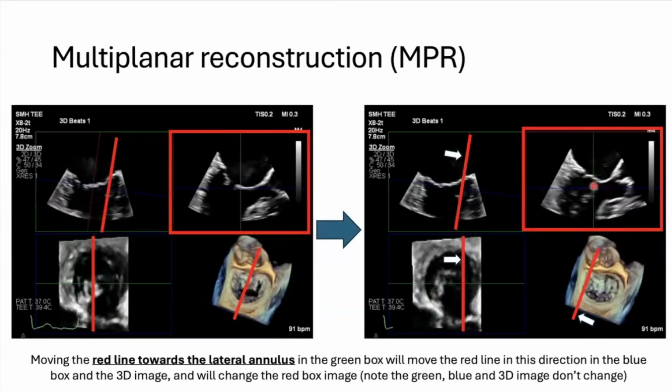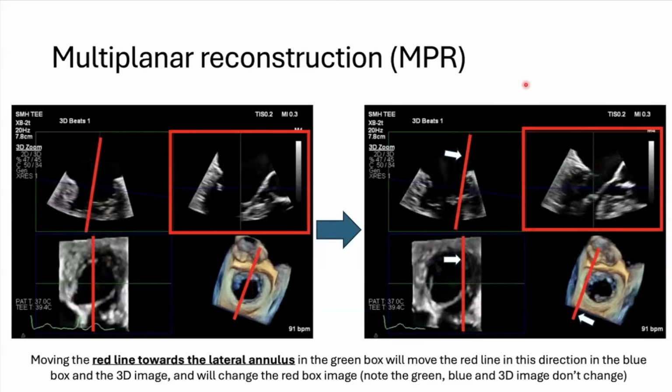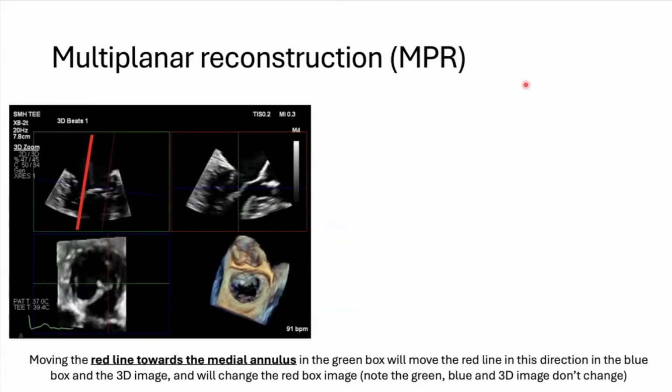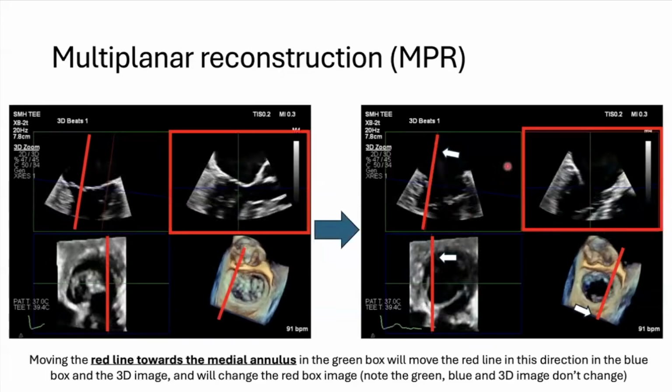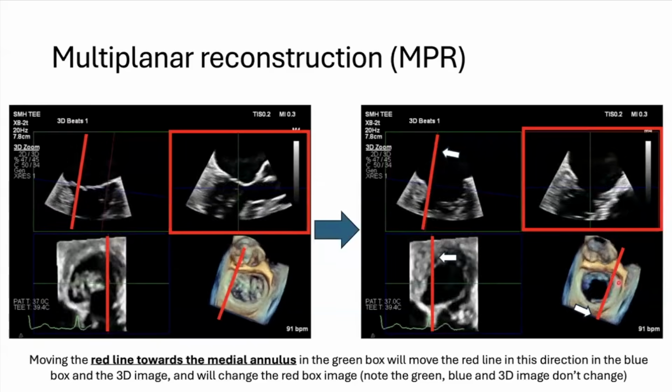So in this case, we're more lateral. This is probably showing area of coaptations in the ones, more laterally. Let's say if we take that lateral red line, let's say we move it more medial. What's going to happen now? Well, it's going to move that red line in the blue and on the 3D image more medially.